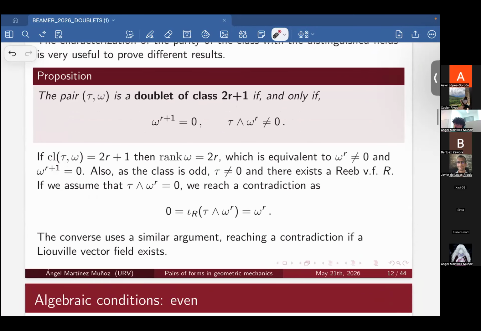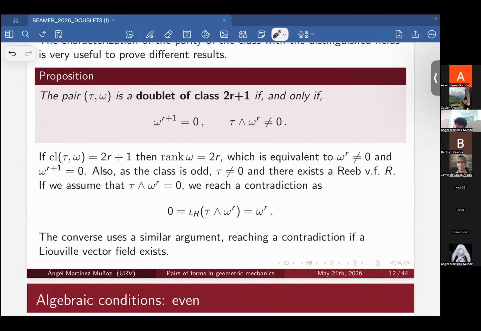I will prove just this implication. If we assume that the class is 2r plus 1, then necessarily the rank of the two form is 2r. This is equivalent, as we saw. This is a famous theorem that you can find in any book that deals with these things. At the end, I will give a couple of references. The rank being 2r is equivalent to this condition and this one here. So we already have this, and we only need to prove this one.